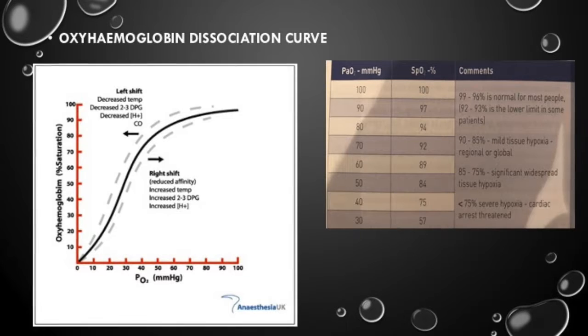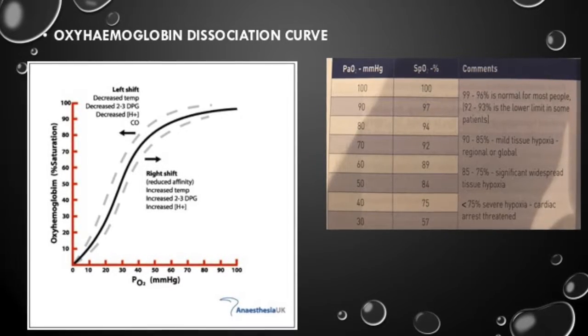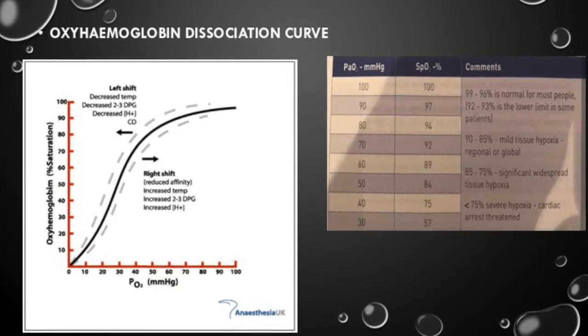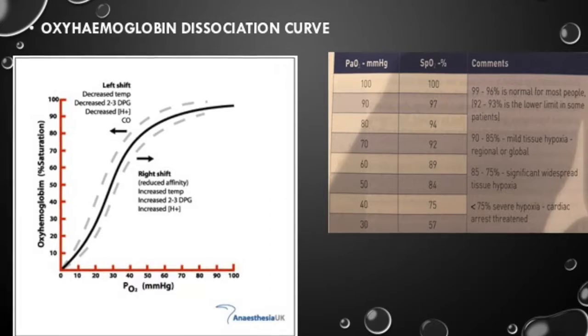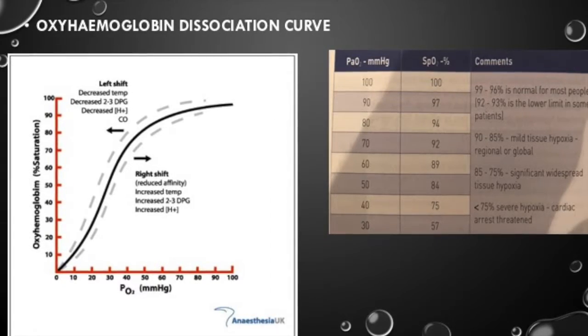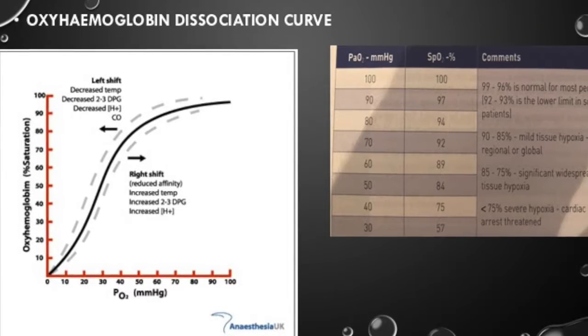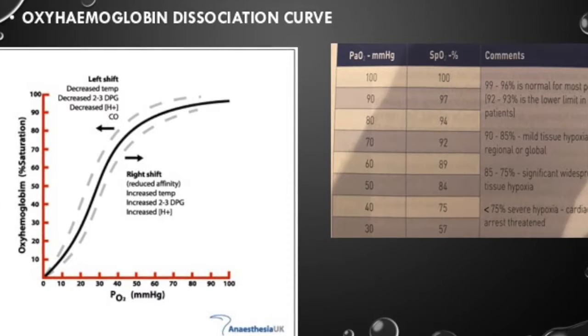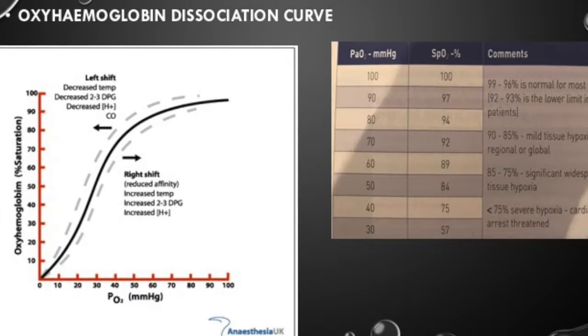Here is everyone's favourite, the oxyhemoglobin dissociation curve. This displays why it's so important to keep the patient's SATs above 90%. As you can see, when the SpO2 reading hits 90%, there is a sharp, dramatic decrease in the PO2 for the patient. This can lead to significant tissue hypoxia and result in cardiac arrest.